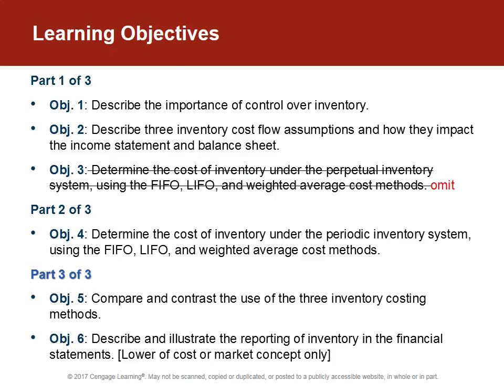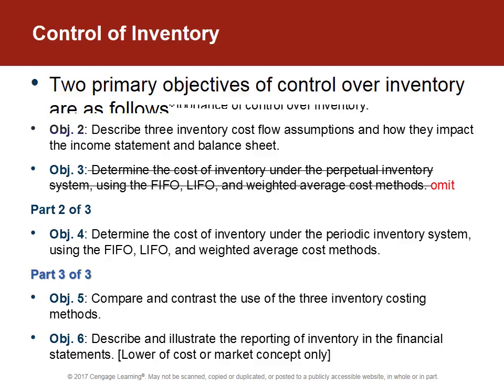So let's expand a little bit. In Chapter 6, we're going to be talking about inventory controls and the cost flow assumptions. In Part 2, we're going to get into some details about FIFO, LIFO, weighted average under a periodic inventory system. And then we're going to get into some final wrap-ups about this complicated area of inventory.